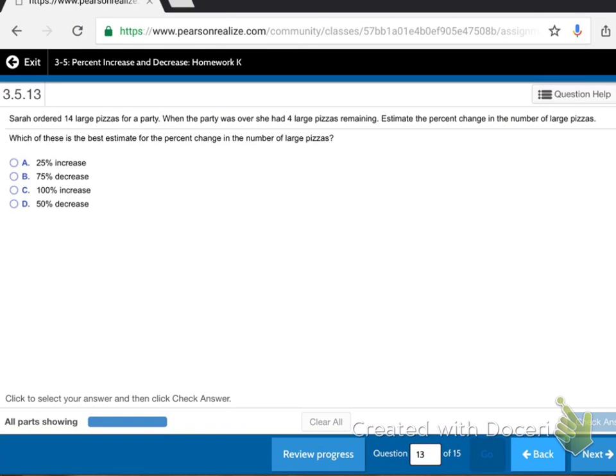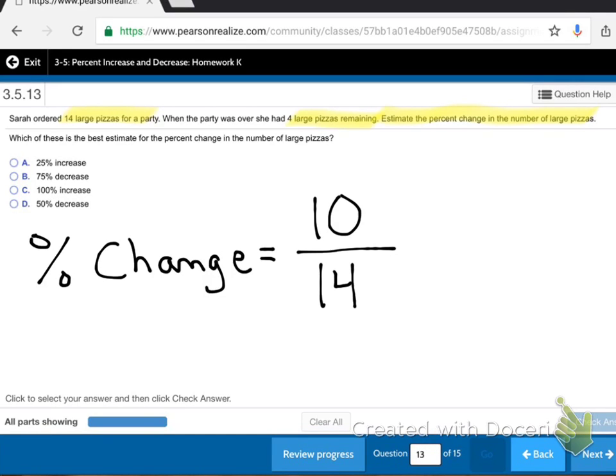Last one, Sarah ordered 14 large pizzas for a party. When the party was over, she had 4 large pizzas remaining. Estimate the percent change in the number of large pizzas. So highlight information, 14 large pizzas, 4 large pizzas remaining. Estimate the percent change of large pizzas. So percent change, if you start off with 14 and you have 4 left over, you ate 10 of them. So 10 is my change over my original 14.